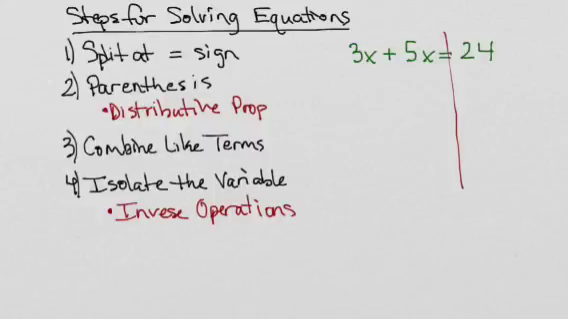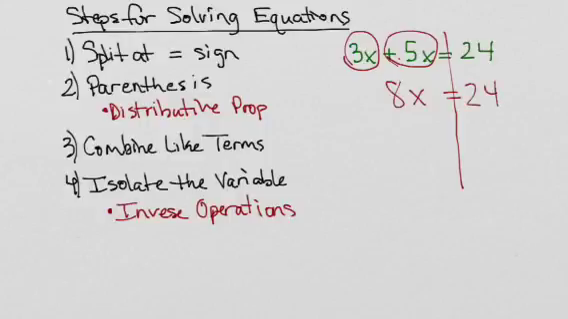Step 2, if we have any parentheses, they have to be taken care of now. But we're not going to see any parentheses today. Step 3, combine like terms. That is where I am looking for all of my terms that have the letter X in them. And since there's more than one, I need to put them together, and I need to do it right now. So I'm going to go ahead and add 3x plus 5x. Now, since they have the same matching letter, I'm allowed to add their coefficients. That's the numbers in front. 3 plus 5, 8.